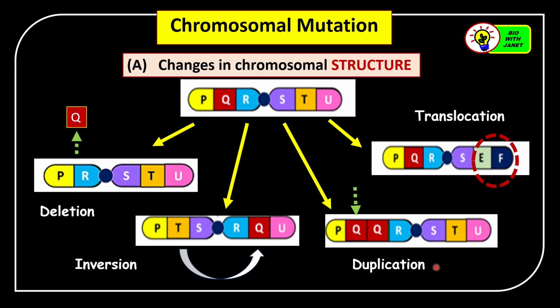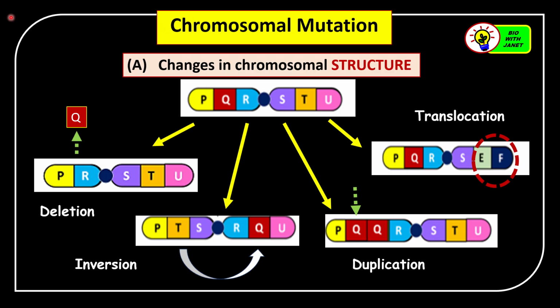The third type of chromosomal aberration that causes changes in chromosomal structure is duplication, where a segment of the chromosome is repeated and then joins to the original chromosome, like two segments of Q. So the Q segment is duplicated. Lastly is translocation, where a segment of chromosome from another chromosome of a different type, a non-homologous chromosome, joins to the first chromosome here. That means it has changed location. Translocation means changing the location of the segment of chromosome.